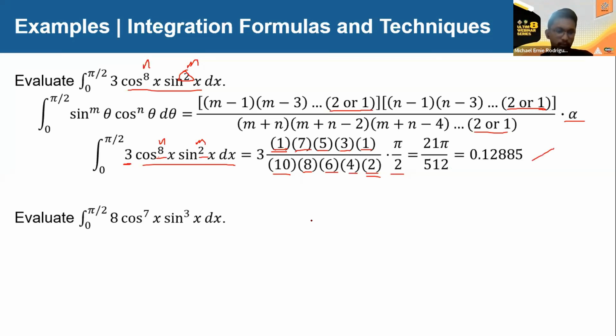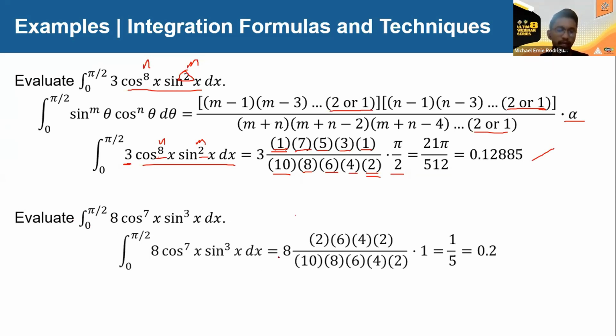Next, evaluate the integral of 8 cosine raised to 7 of x sine cube of x dx. So with the limits from 0 to pi over 2. Okay? So dito, 0 to pi over 2 ulit. So we can use Wallis formula. Labas mo yung 8. Okay, that is constant. So we have 8 times Wallis formula.